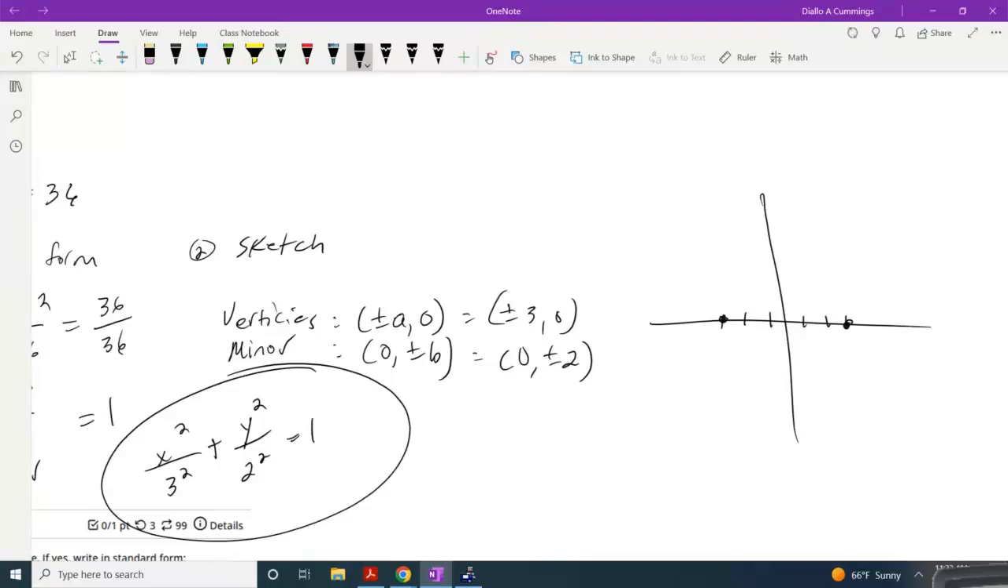My minor axis point is 0 plus or minus 2. So since my x coordinate is 0, I don't move to the left, I don't move to the right. My y coordinate is positive 2, I'm going to go up 2. And then I'm going to go down 2. So my ellipse, even though it's crazy looking, it should look something like that. Okay, with a horizontal axis.